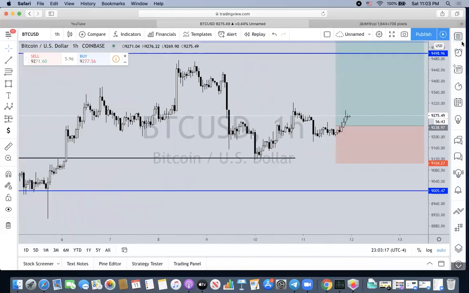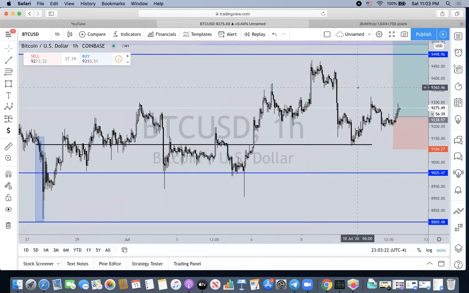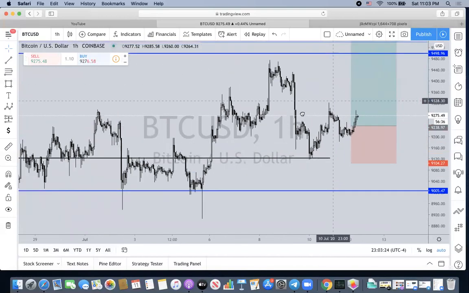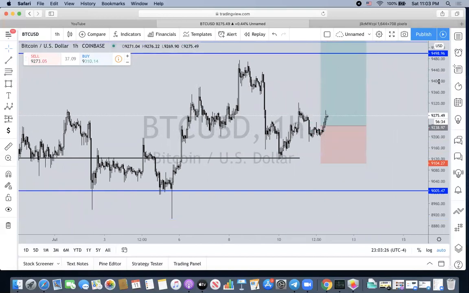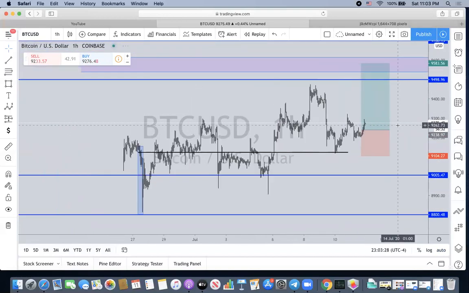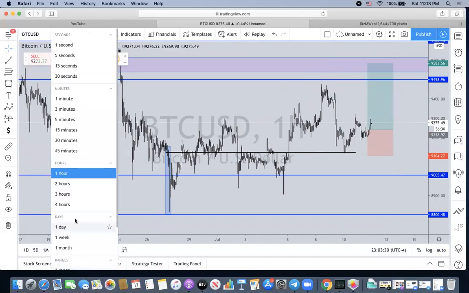Looking for this to move up. I'm low-key in a buy right now, but that doesn't mean for you guys to buy. Again, I caught a lower entry down here. I just kind of like how price is moving right now.